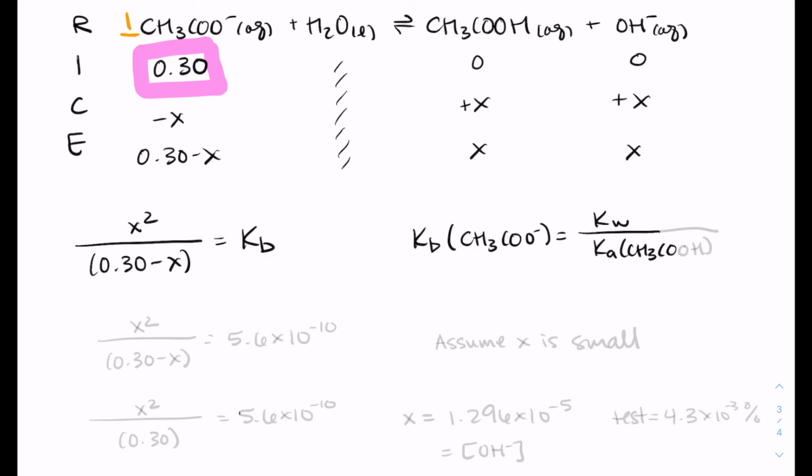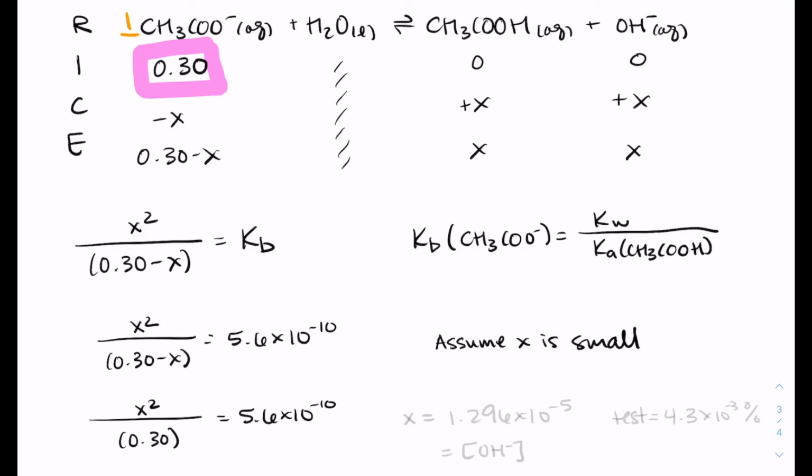I don't have any products. My reaction has to move to the right. Using stoichiometry, that would be minus x, and plus x in the change row. I have everything I need to fill in the equilibrium row. And products over reactants is equal to Kb. The Kb of acetate is Kw divided by the Ka of acetic acid. So I am looking at x squared over 0.3 minus x equals 5.6 times 10 to the minus 10th.